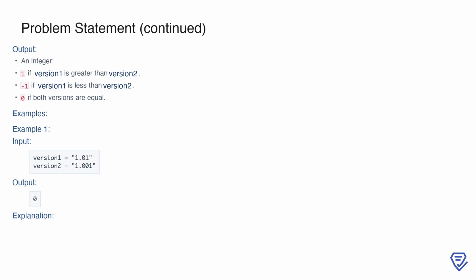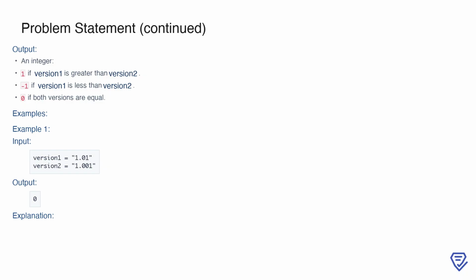The output of this problem is an integer that represents the comparison result. Specifically, we return 1 if version 1 is greater than version 2, -1 if version 1 is less than version 2, and 0 if the two versions are equal. Let's look at the first example. Here, version 1 is 1.01 and version 2 is 1.001. The output for this example is 0, which means these two versions are considered equal.